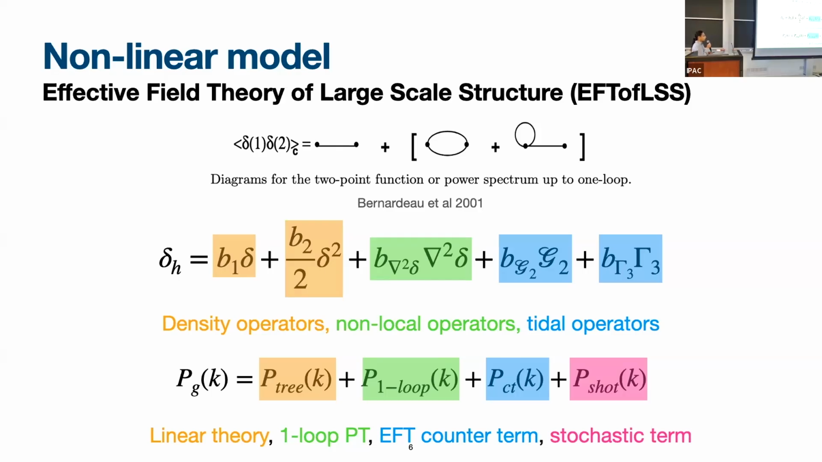And then we can model the galaxy power spectrum, including the linear theory, one loop perturbation theory. And then we include an EFT counter term, which accounts for the impact of small scale physics on large scale fluctuations. And also we include the stochastic or shot noise term. So we allow for a non-Poissonian shot noise by including a correction factor.